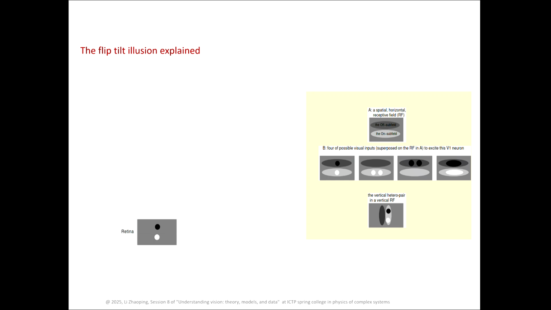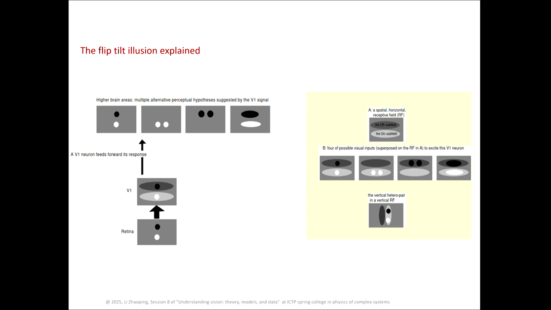Given a vertical heteropair activating a V1 neuron tuned to horizontal, imagine that the information bottleneck is so extreme that this V1 neuron is the only neuron to send this information forward to higher visual areas. Higher visual areas know that this neuron is tuned to horizontal orientation. However, when they receive the activation of this neuron, they have to guess which of these possible retinal inputs might be responsible. So the perception should be ambiguous without further information.